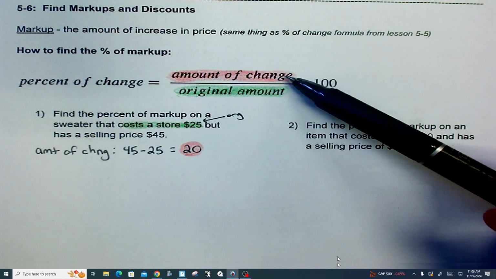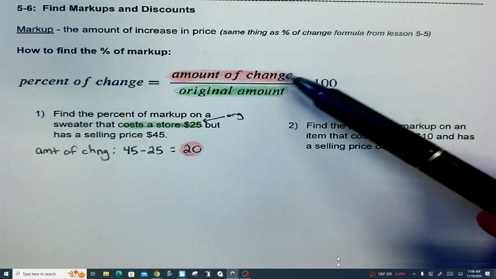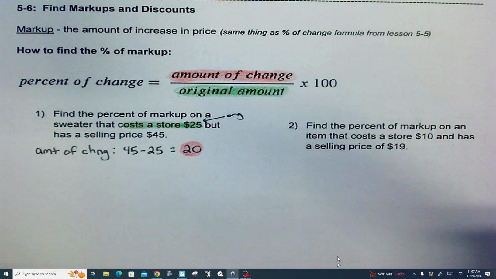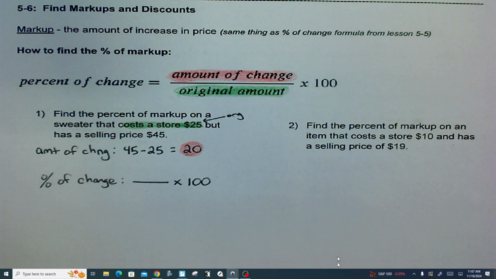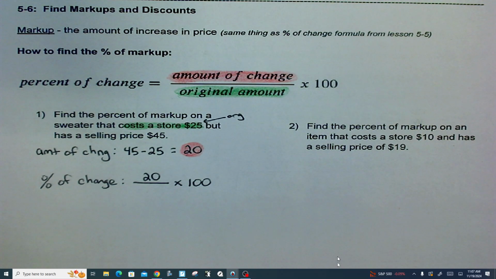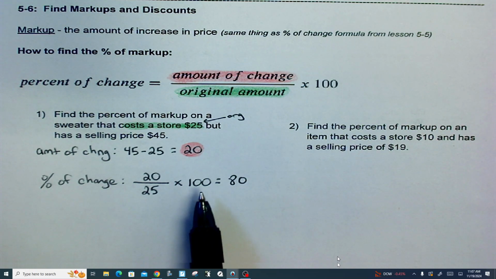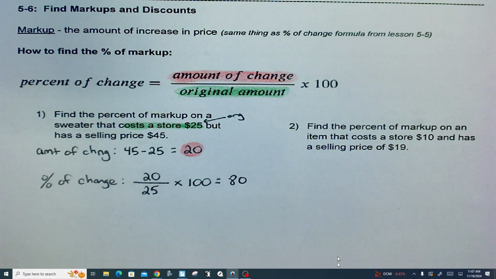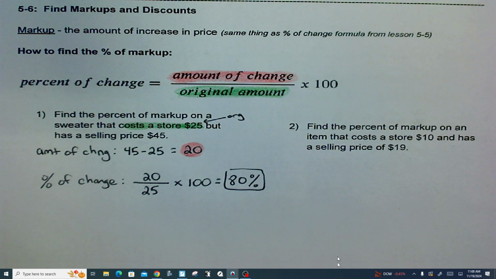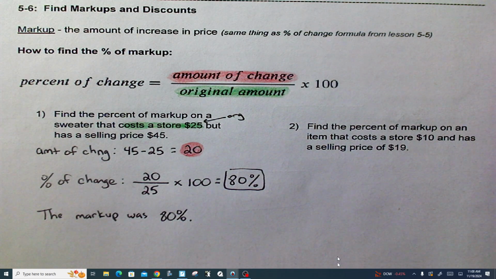So let's go plug in all of our numbers here for our formula, and we'll be able to find the percent of change. And so once you run this through your calculator, or doing it by hand, you get an answer of 80. So the markup was 80%. And that's all that we're doing. We do it over and over and over again.